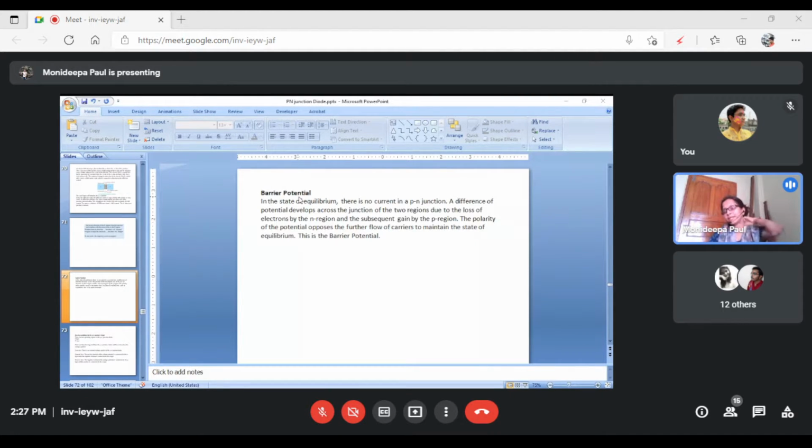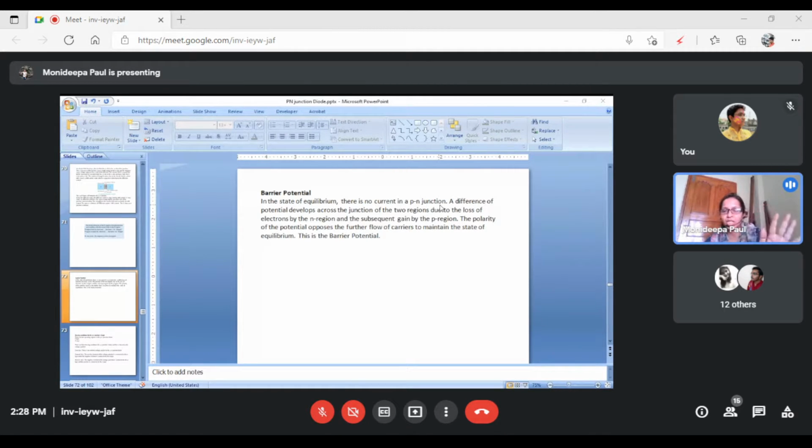Barrier potential. What is barrier potential? In the state of equilibrium, there is no current in the p-n junction because the drift current is equal to the diffusion current. So the potential difference does not increase further. If the equilibrium state is achieved, then there is no current in the p-n junction.